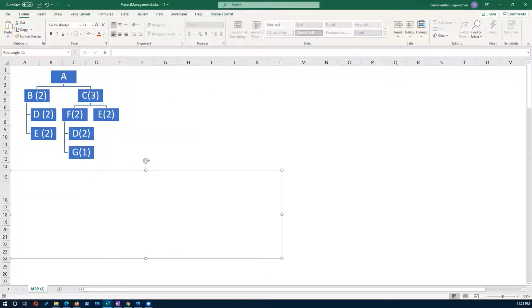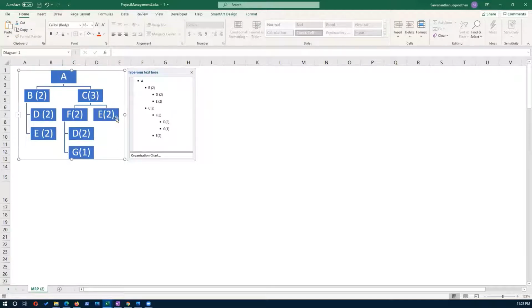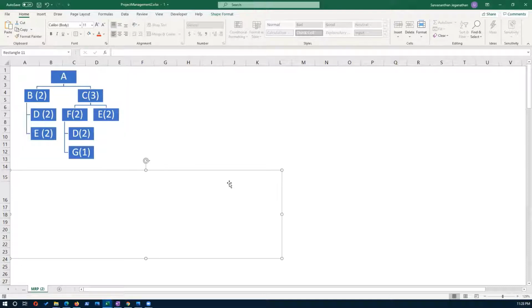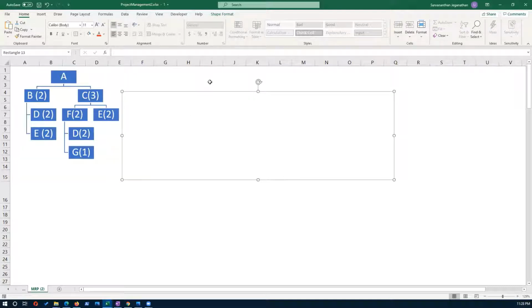And component C is made up of two components, F and E, and component F is made up of two components, D and G. The number in the bracket shows the number of units of D you need to create one component of F. So to create one component of F, we need two components of D and one component of G. So using this product structure, we can explore this to find the number of units of each component we'll be needing to manufacture a given number of product A.